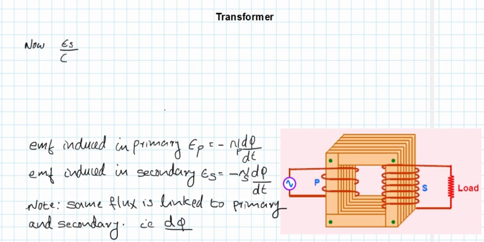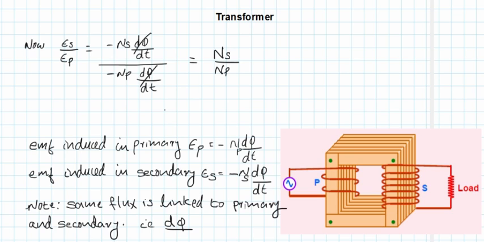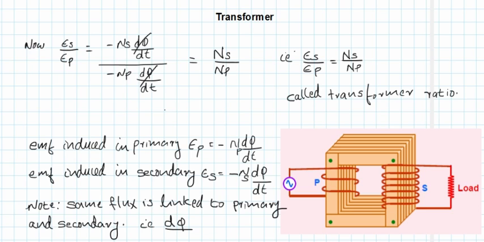Now we are finding the ratio ES by EP. So ES by EP will be minus NS into d phi by dt divided by minus NP into d phi by dt. Here d phi by dt will be cancelled from both the numerator and denominator, and what is remaining is NS by NP, and this NS by NP is called the transformer turn ratio. So ES by EP is equal to NS by NP, and this NS by NP is called the transformer ratio or transformer turn ratio.